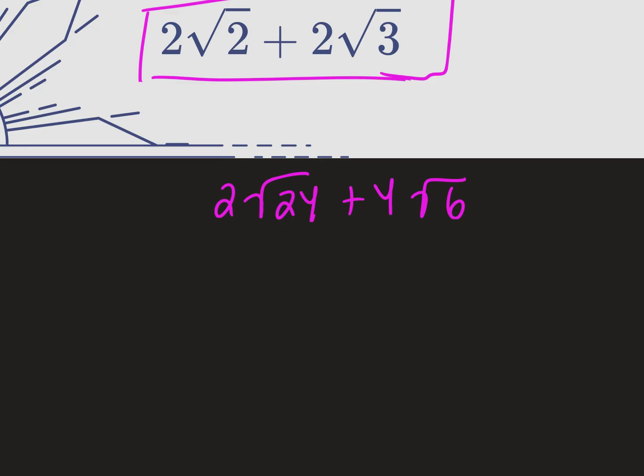What can I break 24 into? 6 and 4. Why'd you guys choose 6 and 4? I totally agree, but why? 4 is a perfect square. Good. What's another reason you might have chose 6 and 4? The other radical is a 6.